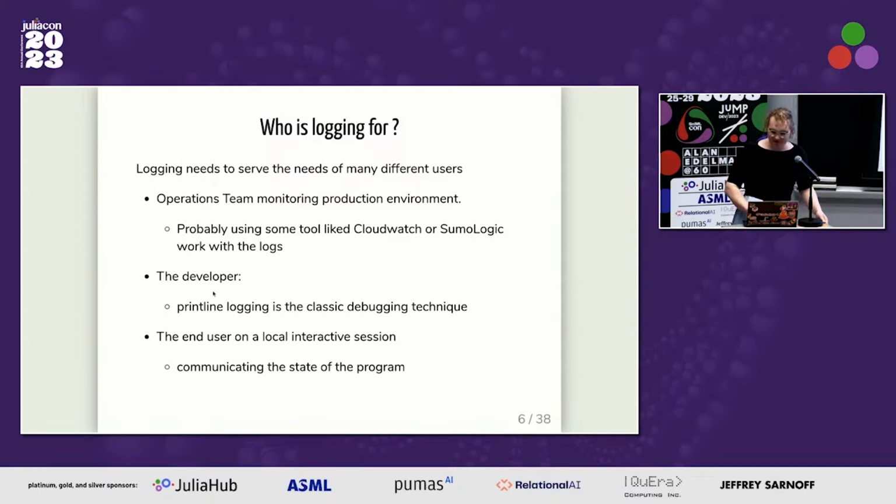But logging's also for the developer. Print line logging is kind of the classic Julia debugging technique. It works in every language. It's not slow. It's great. So you can basically replace all of your println statements, all of your show statements with @info instead. And finally, logging is useful for communicating with the end user in a local interactive session.